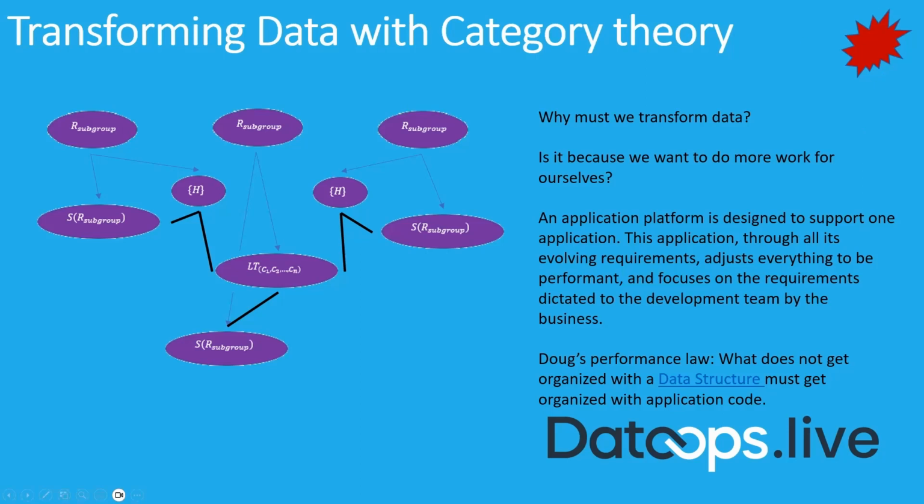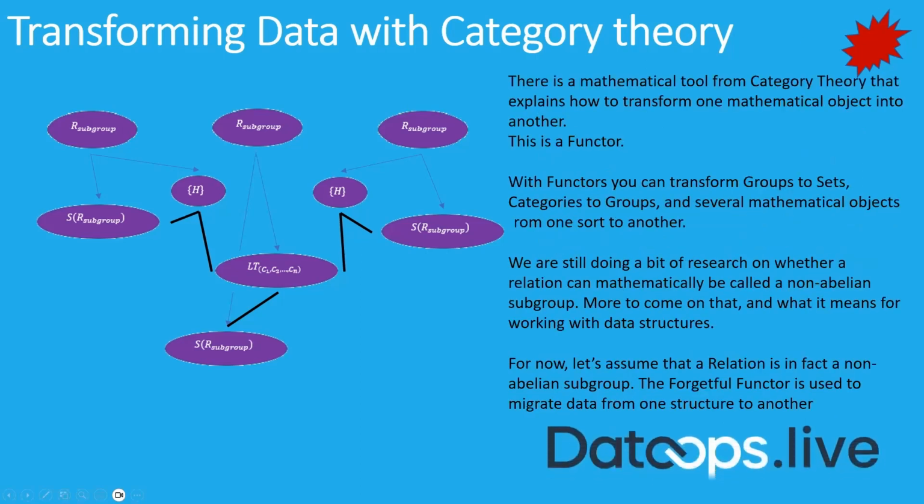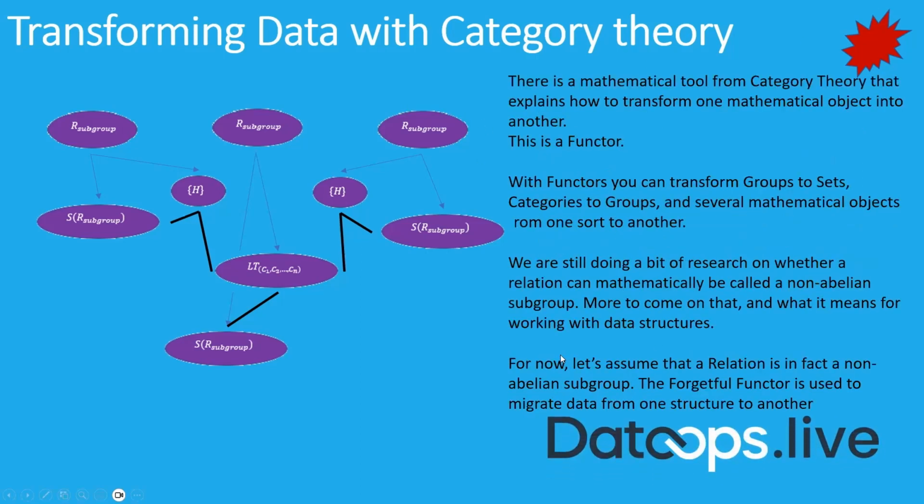It's not the application code. Okay, so here's just some more of the definitions of it. Some more of the definitions. So functors: groups to set, categories to groups. Basically, any mathematical object to any other mathematical object are transformed via this mechanism called functors.